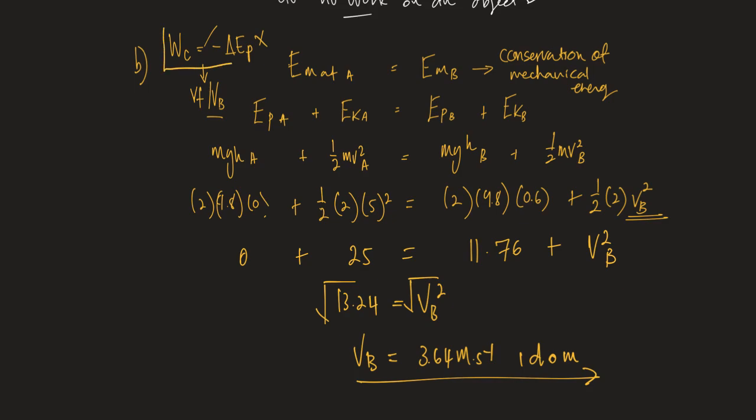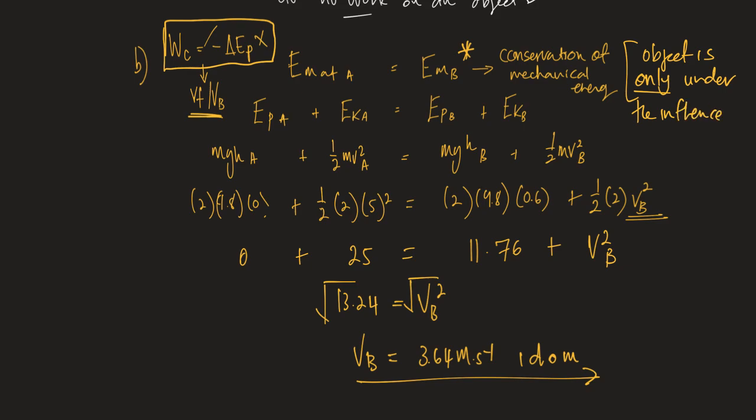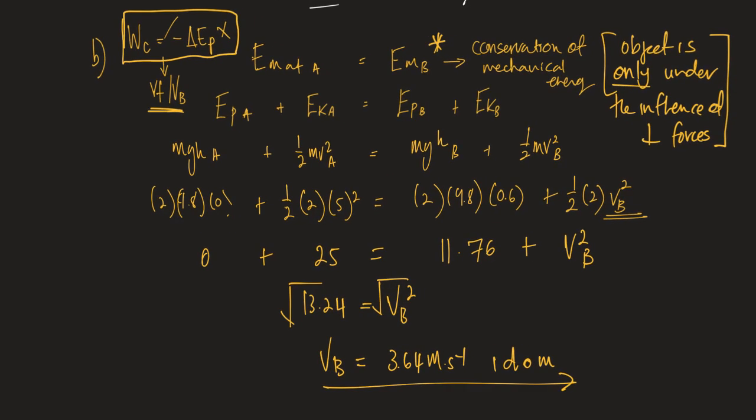So this formula here is not viable because of what we're looking for, but you are allowed to use the conservation of mechanical energy if your object is only, that's important, under the influence of perpendicular forces. That's the condition for that kind of situation. So please make sure you understand how we got there.